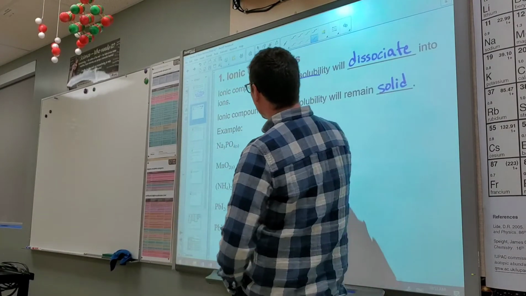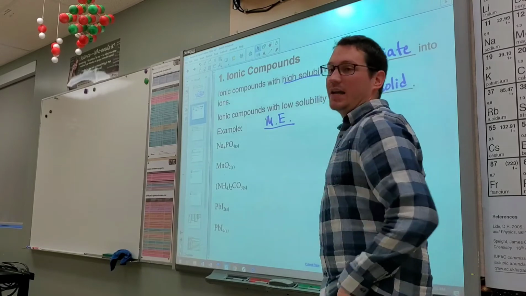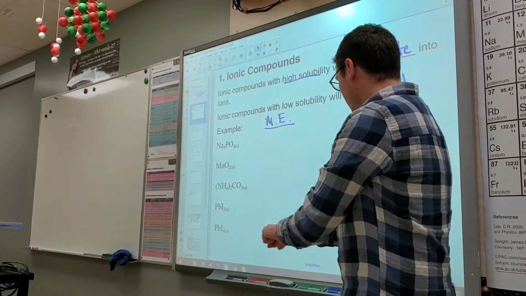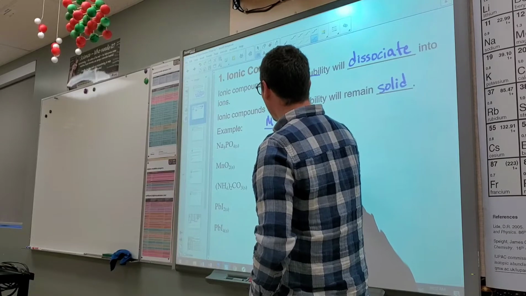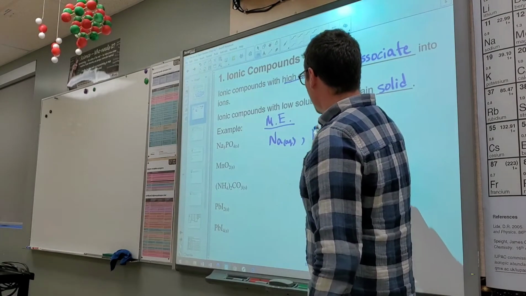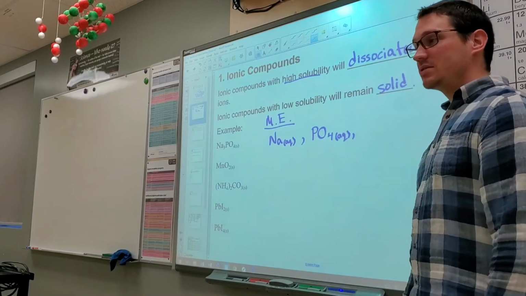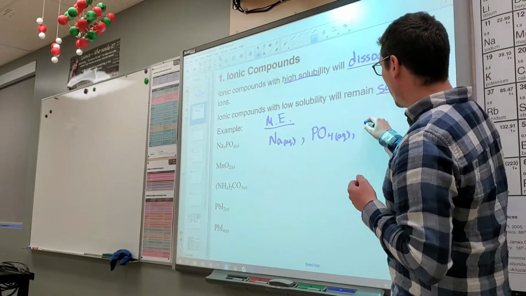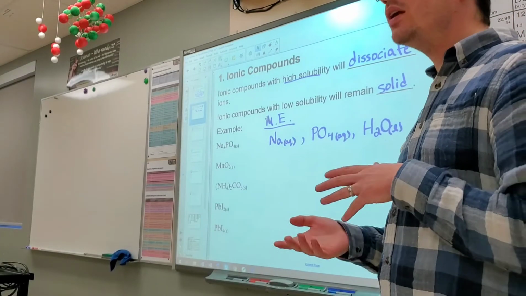So, the major entities for sodium phosphate: is sodium phosphate going to stay as sodium phosphate when you put it in water? No. It's going to dissociate into what two things? It's going to dissociate into sodium, and it's going to be aqueous, right? It's dissolved in water, so it kind of has to be aqueous. Also, it's going to turn into phosphate. And then what else do you have in your solution? You added the sodium phosphate, but what did you add it to? Water. So in your mixture, there are three things: sodium, phosphate, and water.